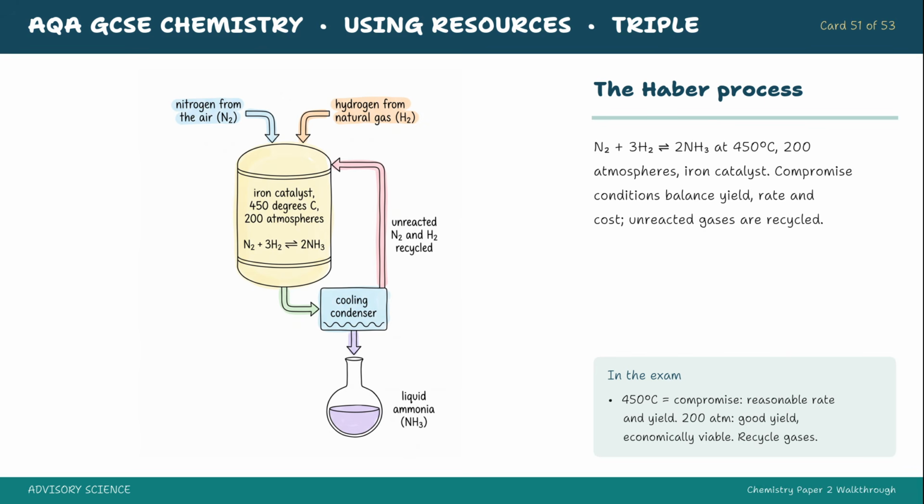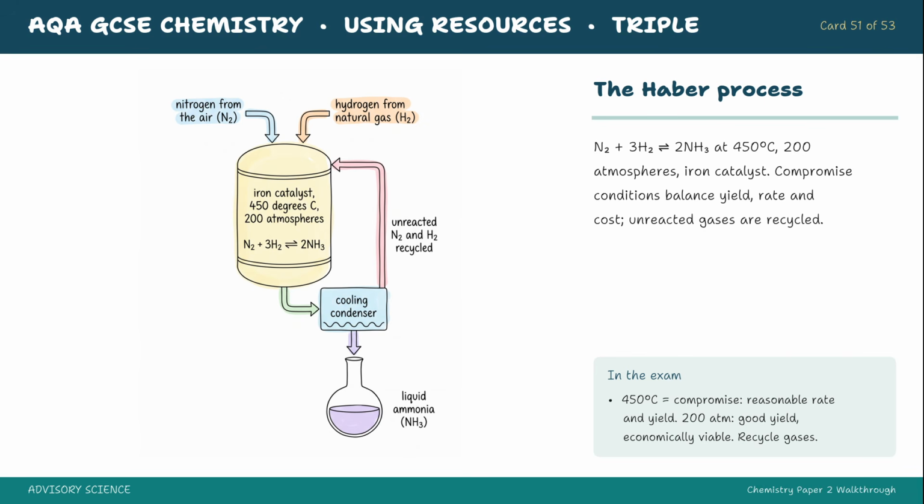The gases are passed over an iron catalyst at a temperature of about 450 degrees Celsius and a high pressure of about 200 atmospheres. Because the reaction is reversible, not all the gases convert. So the ammonia is removed by cooling it to a liquid, and the unreacted nitrogen and hydrogen are recycled back into the reactor. In the exam, learn the conditions precisely.